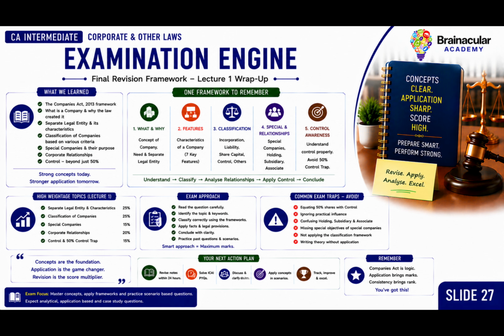So the correct answer here is option C. Holding companies are expressly excluded from the small company definition, regardless of capital or turnover figures. Therefore, options A, B, and D all satisfy both the capital and turnover conditions and are not excluded categories.